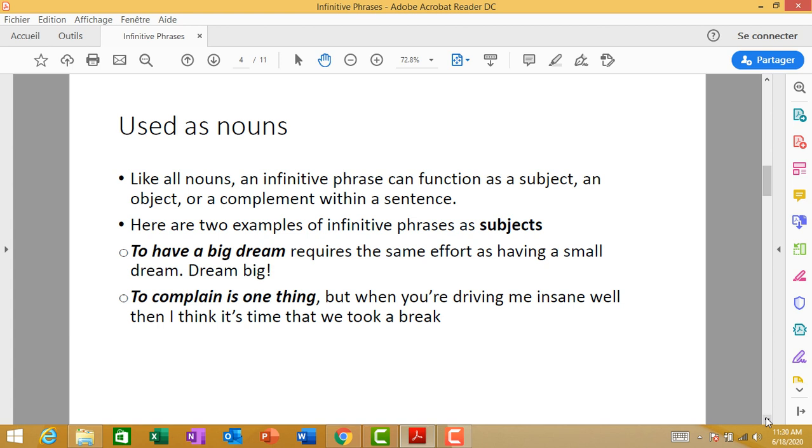To complain is one thing. But when you're driving me insane, well, then I think it's time that we took a break. So the subject of the sentence is the infinitive phrase to complain. To complain is one thing. So the infinitive is to complain, and the infinitive phrase is to complain is one thing. So this is when it's used as a subject.